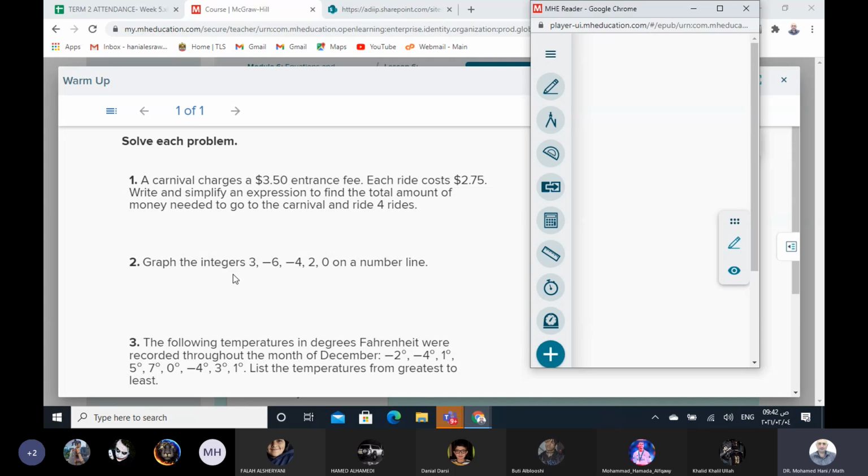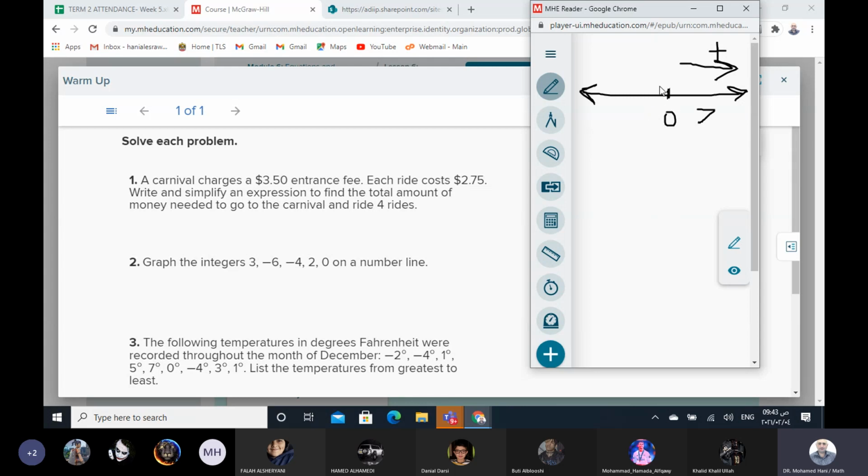Graph the integers. I want to remind you of the meaning of the integers. This is the number line. We have in the middle the 0. From 0 to the right, we have the positive numbers. The positive numbers means the numbers greater than 0.